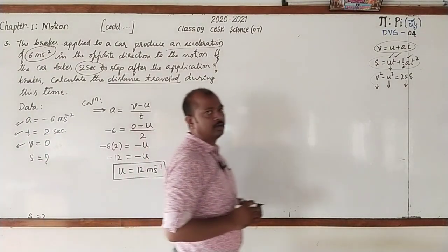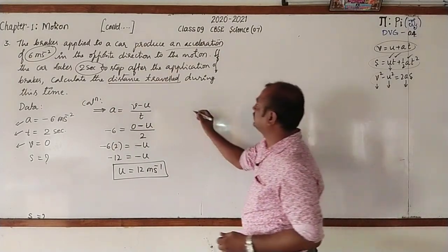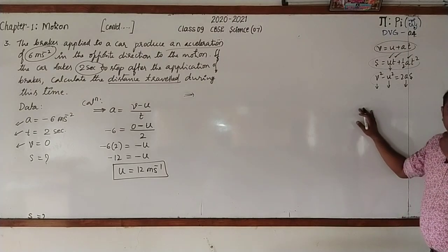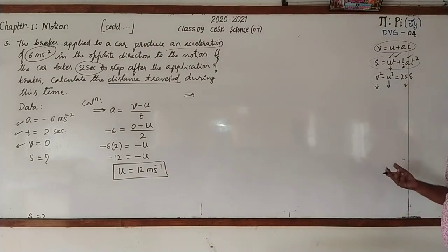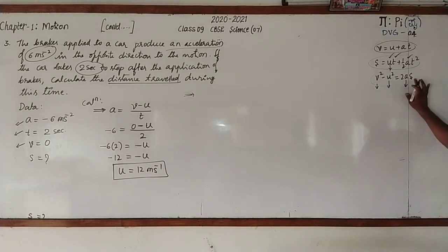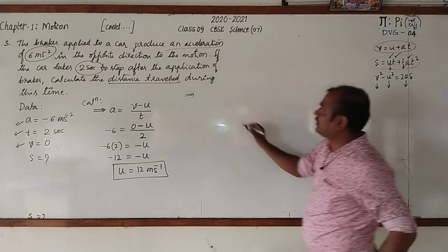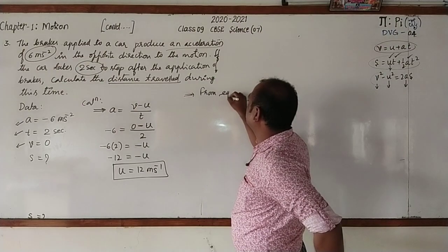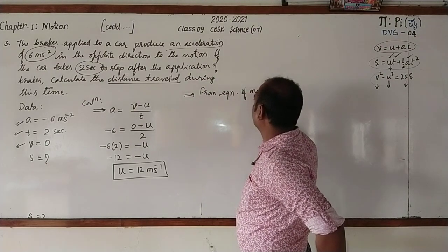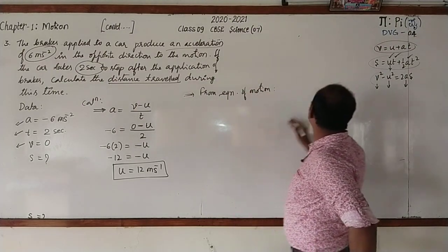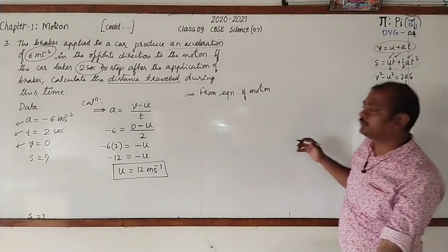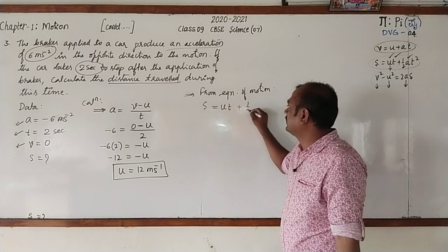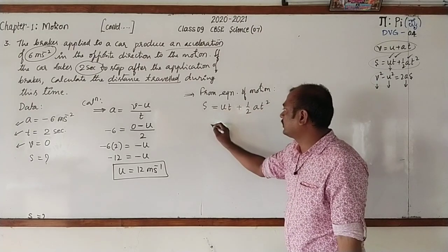Now let's go for using the equation of motion. Which equation of motion should be used? Either the first one or the second one. Anyone can be used, no? I'll go for taking the second one. Even you can go for the third one also. S equal to ut plus half at square.